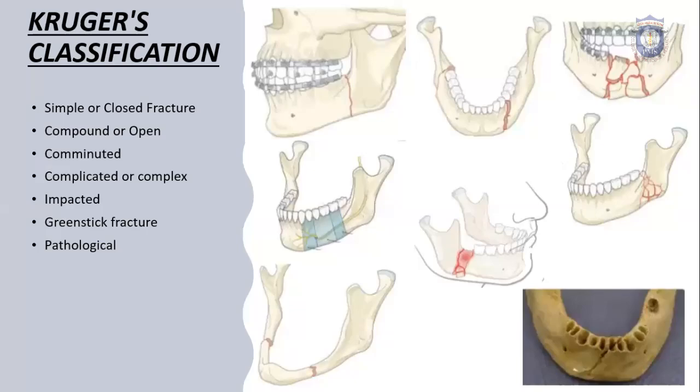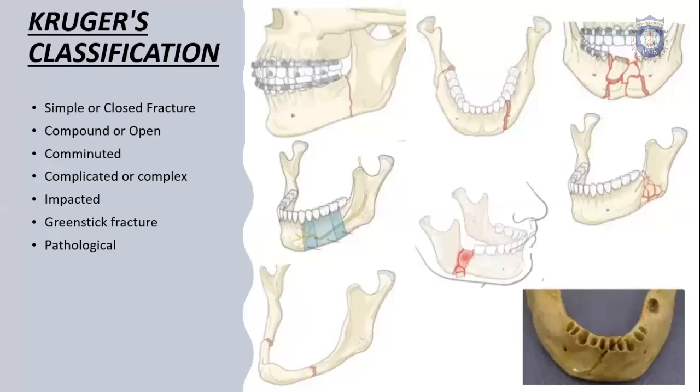Next is comminuted. We all know what comminuted is: multiple pieces. Whether it involves the dentate or tooth-bearing area or a non-tooth-bearing area, it doesn't matter. It may be simple or compound. Comminuted means it is multiple pieces, but there need not be an open wound.